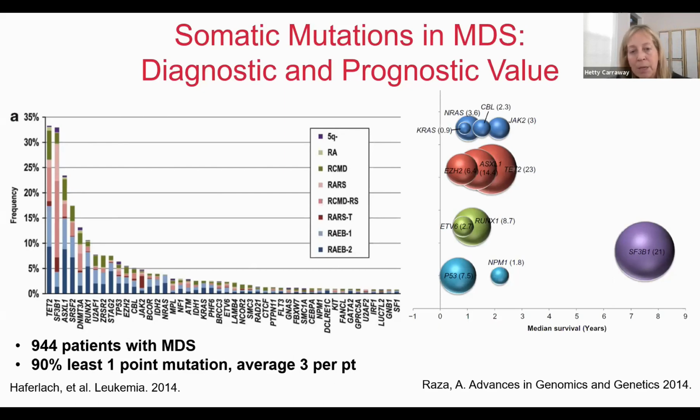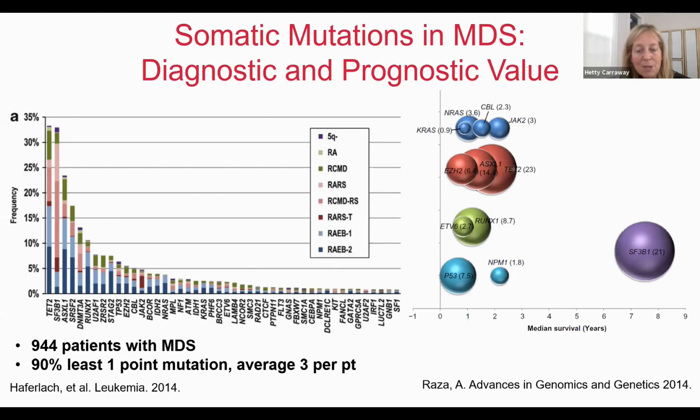By and large, most of these mutations were related to epigenetic machinery or spliceosomal machinery. And in the graph on the right, work by Raza et al. really shows you those different cellular pathways that are affected by mutations. And some of them I want to highlight in terms of prognosis. And you can see that in the bottom axis, you have the median survival for patients.